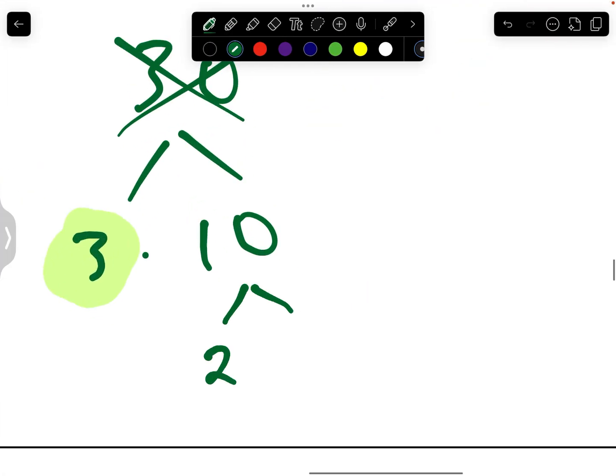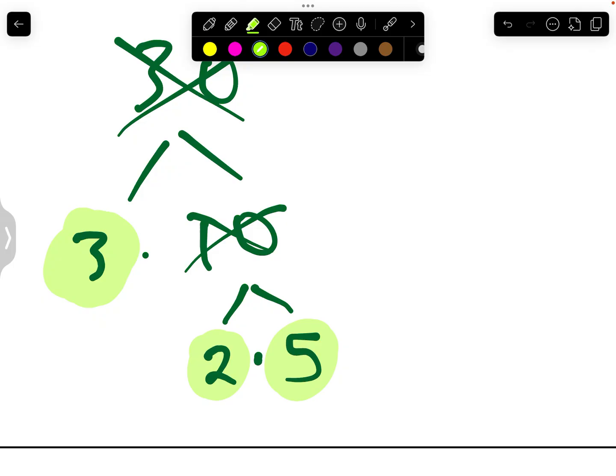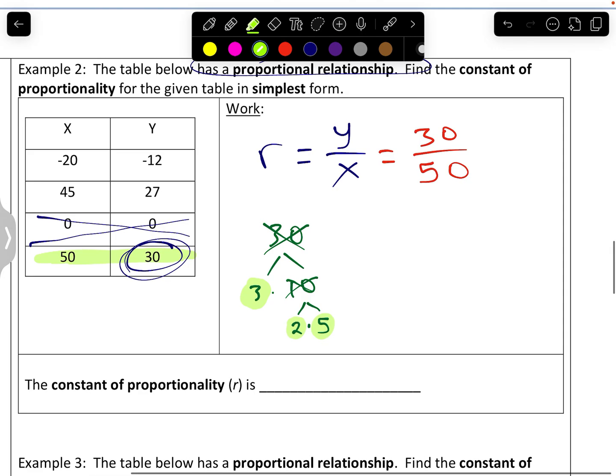So 2 times 5. And then again, if we look on the front, these numbers are prime. All right, well, 2, 3, and 5. Those are the numbers that go up top over there. 2 times 3 times 5.